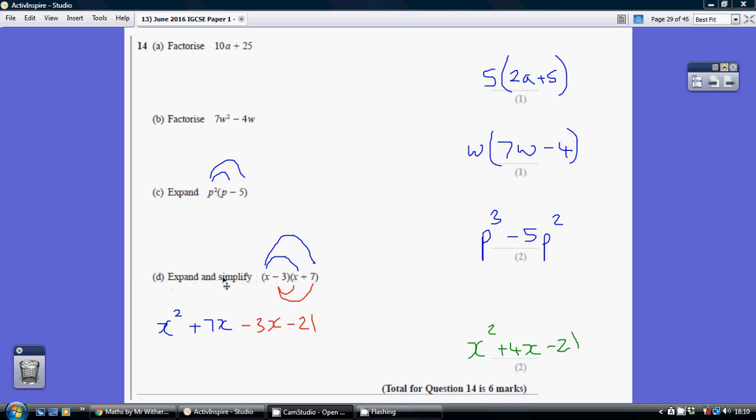We've now got to simplify. Well, we can't tidy up the x squared or the minus 21. They remain unchanged. But 7x can be gathered up with minus 3x. 7x minus 3x is plus 4x.